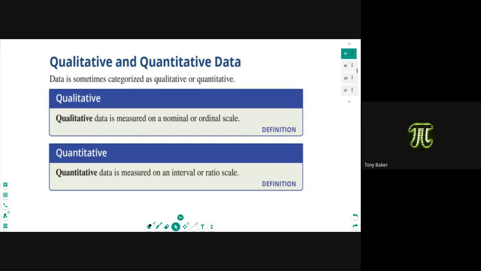Air quality. Okay, so air quality, qualitative or quantitative? Okay, is it discrete or continuous? Because you're going to go through them all. Okay. We're going to do more of these, don't worry.